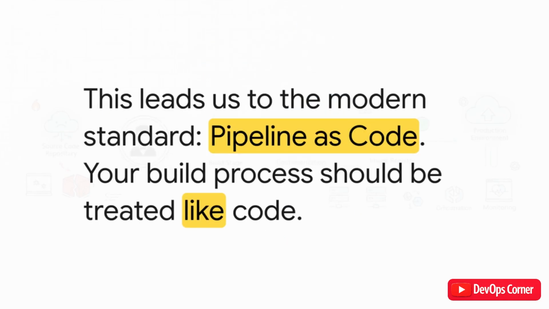This exact problem, this nightmare scenario, is what led to the development of the modern standard for automation in Jenkins: pipeline as code. The philosophy here is simple, but it is profound. Your build, test, and deployment process is a critical part of your application. Therefore, it should be treated just like code. It needs to be versioned, reviewed, and stored right alongside your application's source code in your repository.